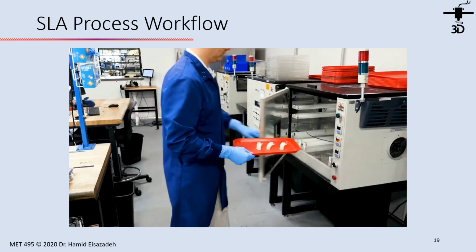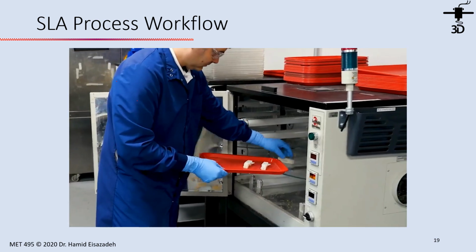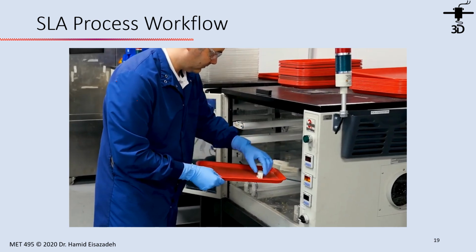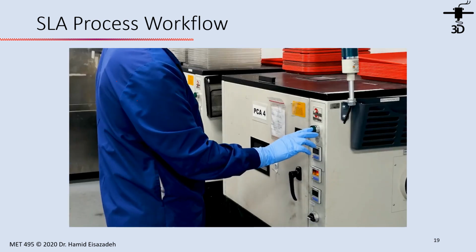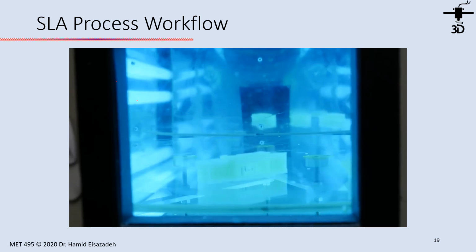The next step is post-curing. And here a flood UV exposure is done to achieve the final mechanical properties. We see the parts inside a bright box and the parts on a turntable to even out that post-cure exposure.